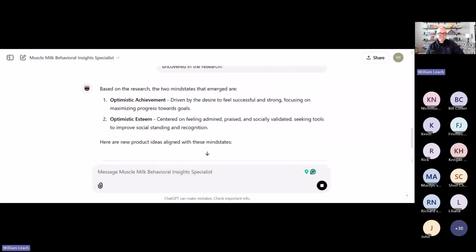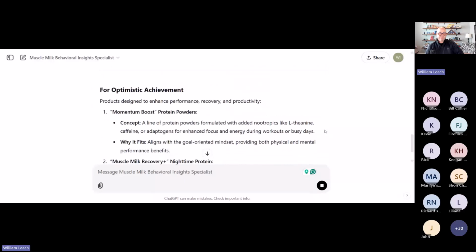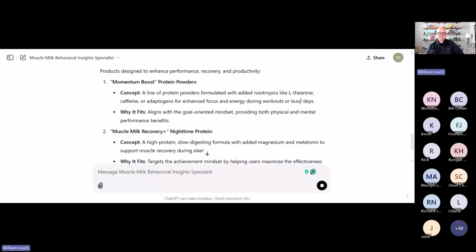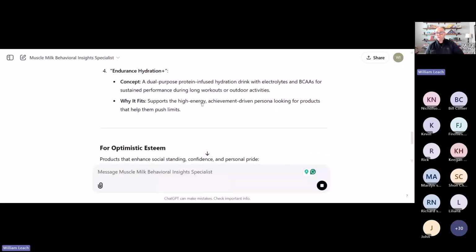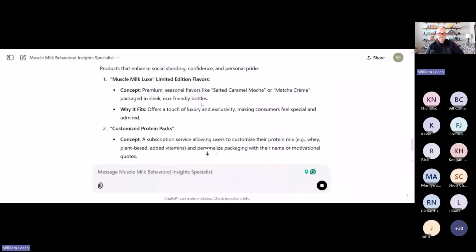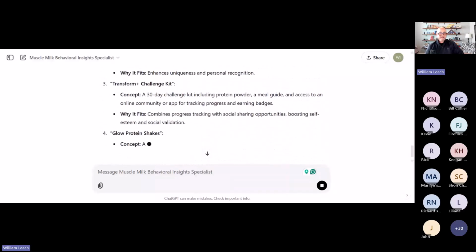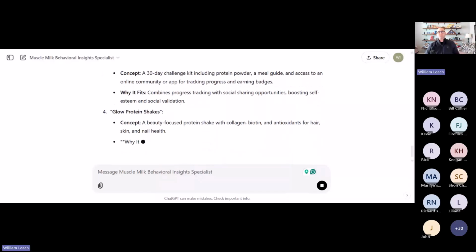So remember, we have two different mind states. Here are some different product ideas that align with these mind states. And it will even do it by mind state. In this case, it's saying there are some momentum boost protein powders, recovery protein powders. It'll give you the concept idea and why it fits, right? So you can feel a little bit better about your product ideation. Here are some for your optimistic esteem mind state, etc. So that can help you in ideation.